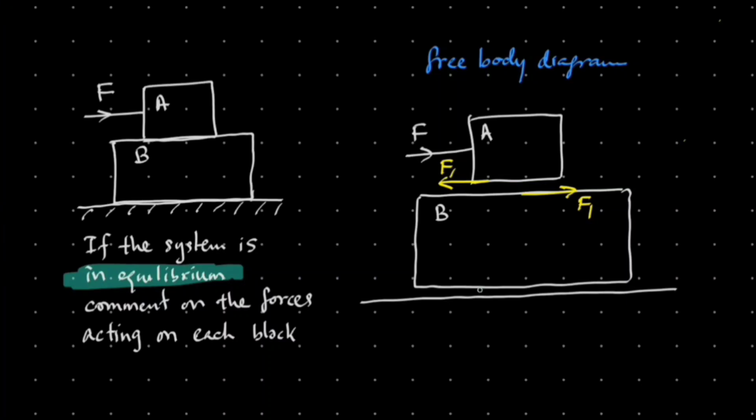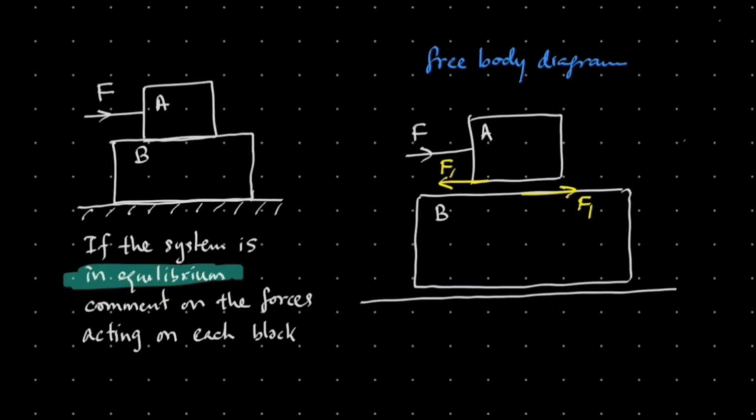Now, if you think in terms of the ground, let's use a different color. Think in terms of the ground. If you think about block B, this F1 force creates a tendency for block B to move to the right. And we know it is in equilibrium, so it is not moving, but it has that tendency.